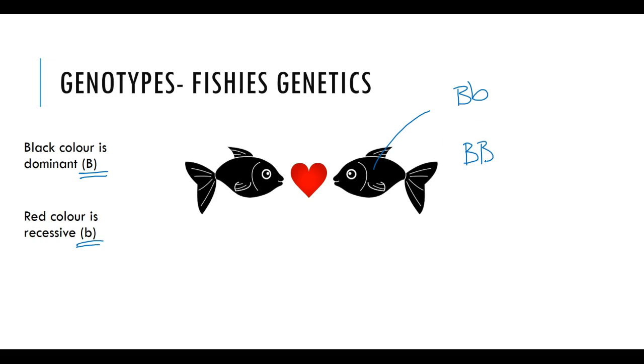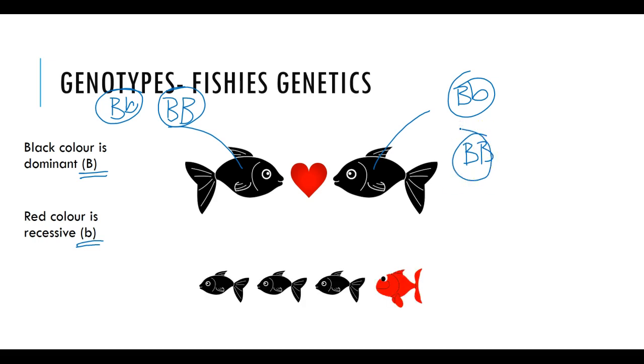Let's have a look at the other fish. This fish has 2 possible genotypes. He could be heterozygous, or he could be homozygous dominant, which is capital B, capital B. Both of these genotypes give rise to a black fish, much like this one. Now, these are the fish's offspring. We have 3 black fish, and we have 1 red fish. Now, this is interesting. The question will then be, what are the genotypes of the maternal and paternal fish? What are the genotypes of the parents?